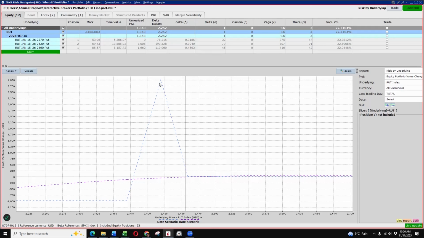Again, if we were just looking at the expiration graph, we wouldn't get a full view of how the trade's going to perform over the next few days. We're only getting a view of how the trade's going to look at expiration. That's where that T+0 line is so important.